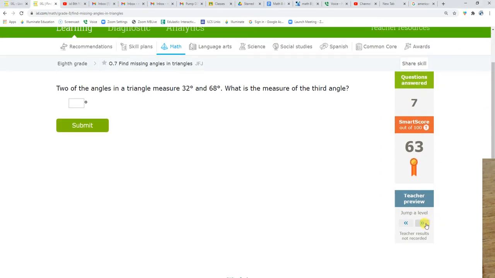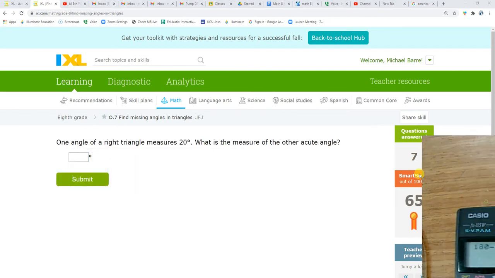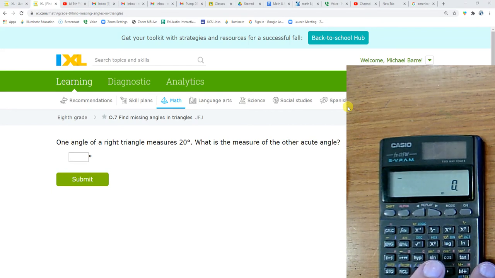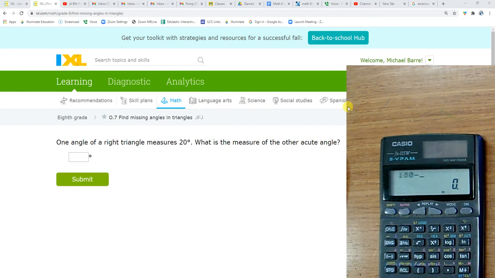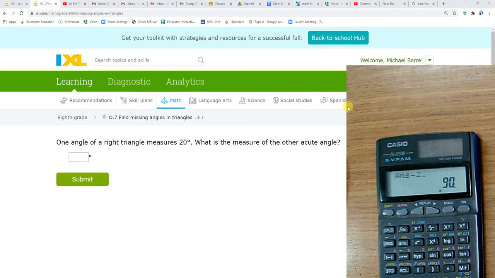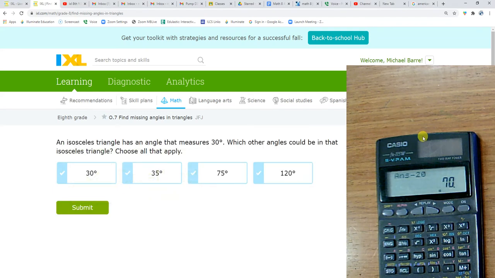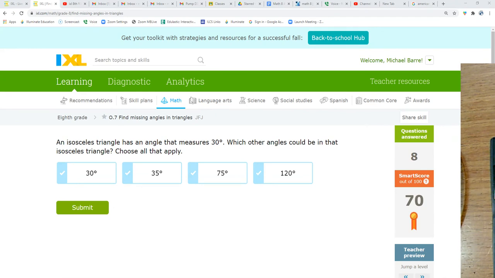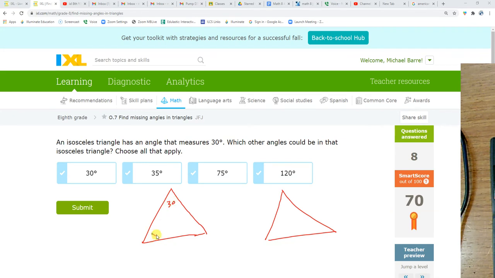Let's jump back up to that level. What is the other acute angle? So right triangle, so 180 minus 90 minus the 20 takes me to a 70. Okay, isosceles triangle. So there are two different ways to make this one. Let me draw on the screen. There are a couple of assumptions here. I can do it two different ways. Isosceles, I could go 30, X, X, or I could go 30, 30, X.